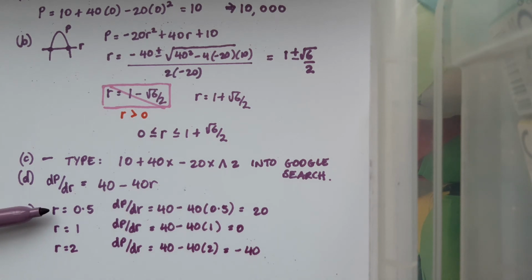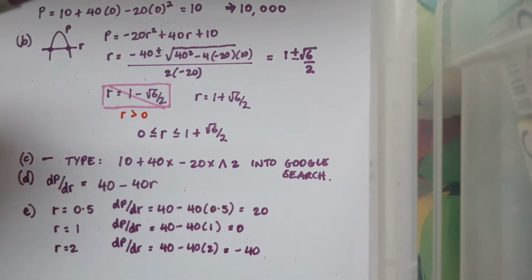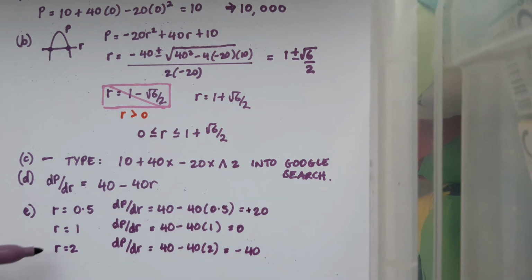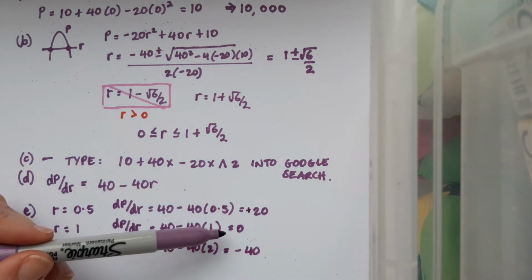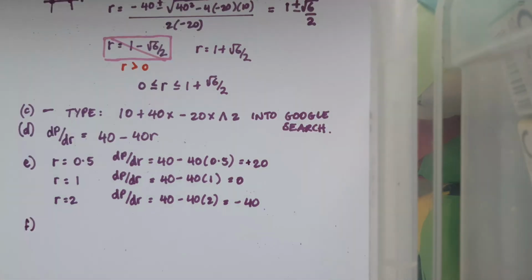And just to put these in a bit of context, it means that when you're half a kilometre out from the city centre, the population density is increasing at that point, because we've got a positive result for our dP/dR. When you're 1 kilometre from the centre of the city, then dP/dR is 0, so population density isn't changing at that particular point. And when you're 2 kilometres from the centre of the city, the population density is reducing at a rate of minus 40.